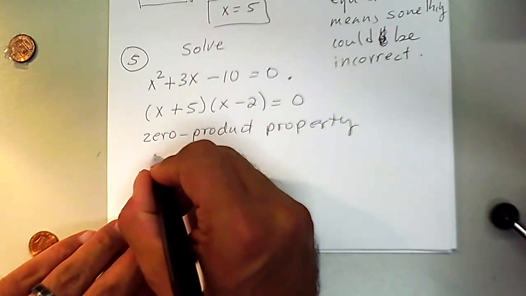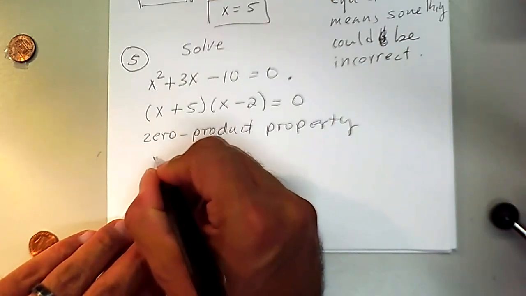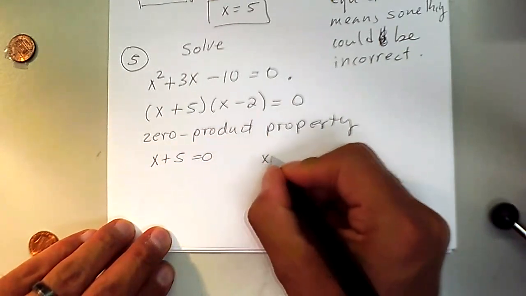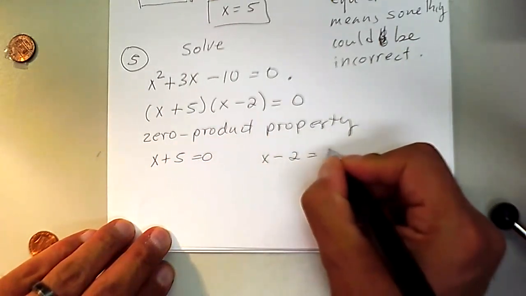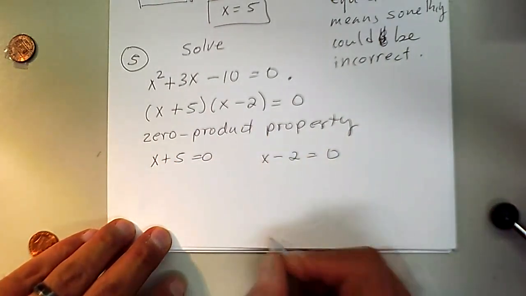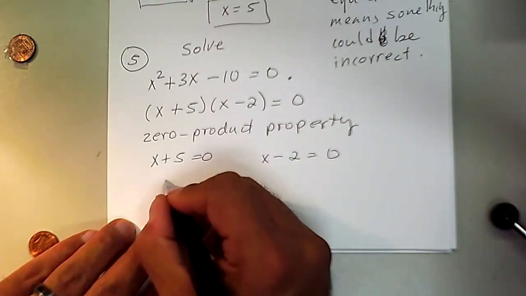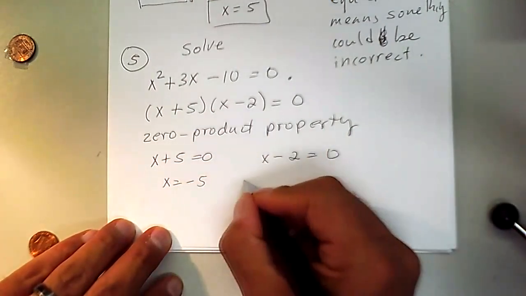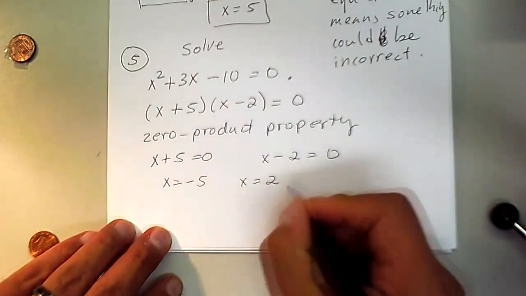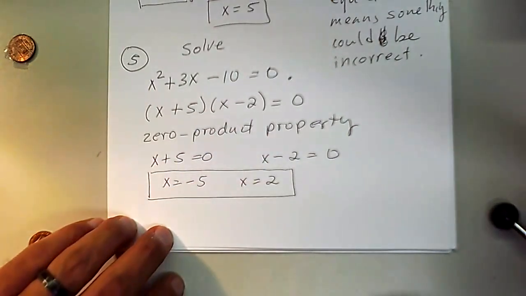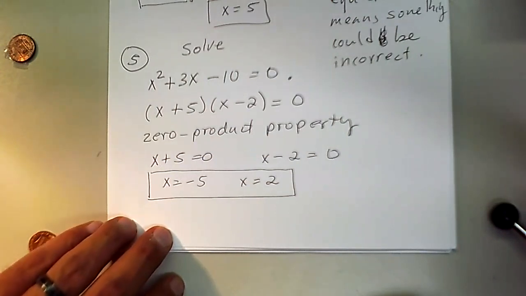So x plus 5 equals 0, or x minus 2 is equal to 0. And so in this case, x equals negative 5. And in this case, x equals 2. And here we have the two solutions. And we are all set.